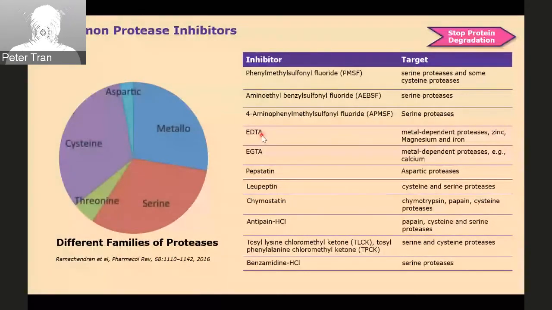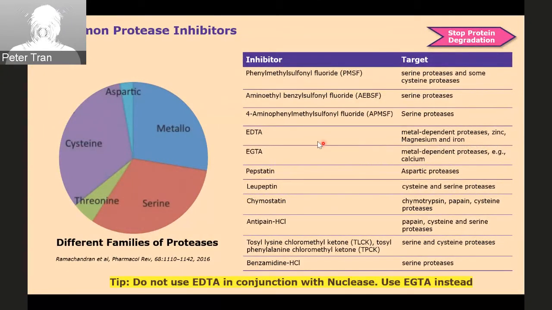And EDTA chelates metals, magnesium or iron ions. Therefore, it can inhibit metal-dependent proteases. However, if you do the lysis in conjunction with nuclease, I would not recommend using EDTA because it also inhibits nuclease. Instead, you can use EGTA, which only chelates calcium.